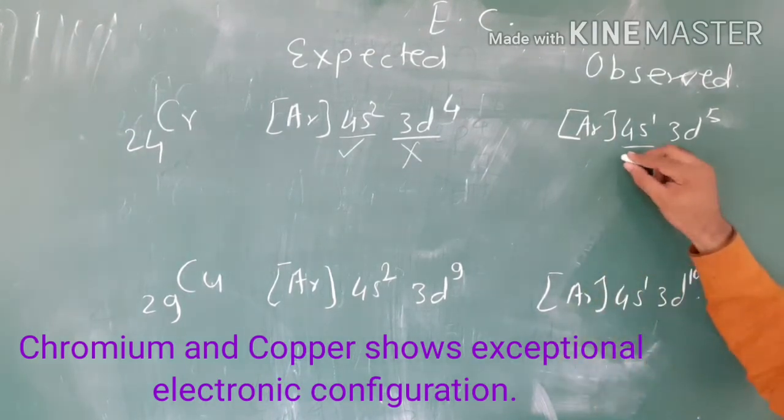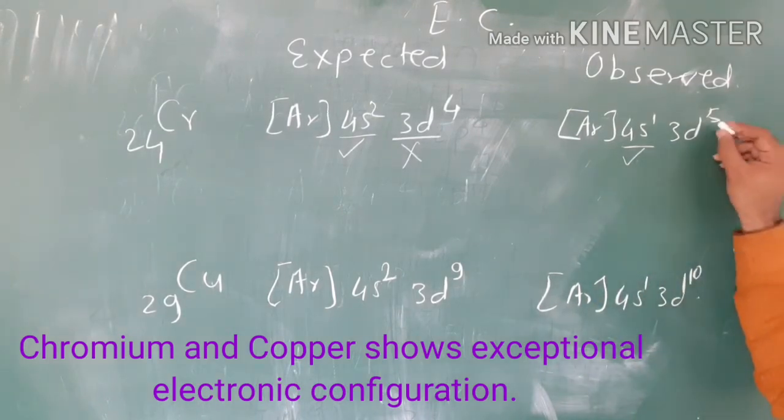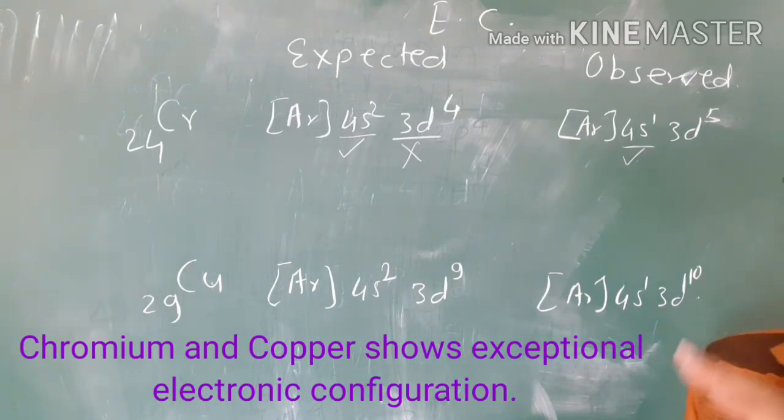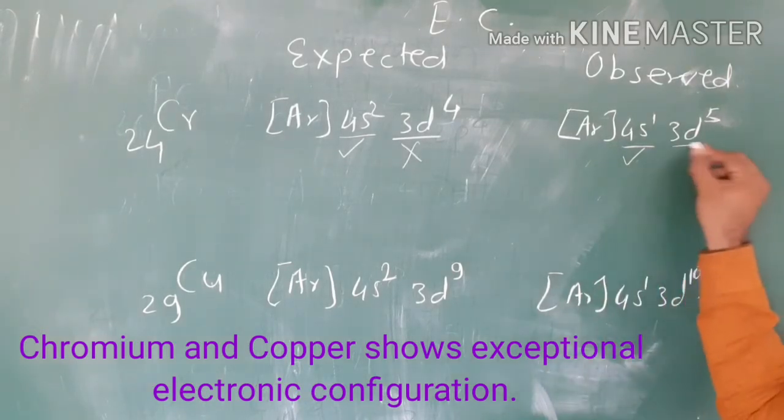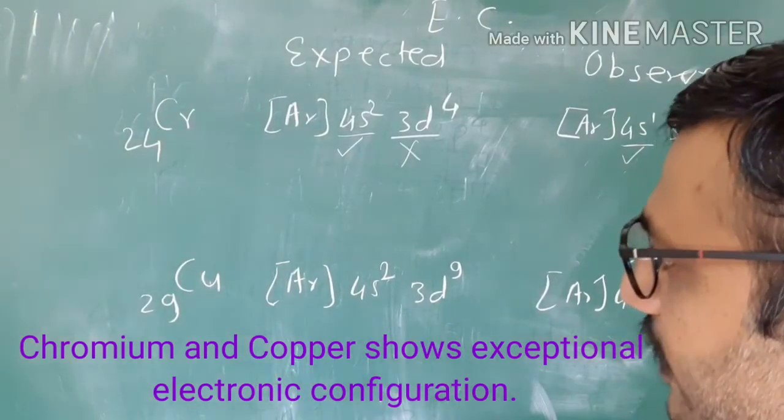Half filled corresponds to lower energy and higher stability. The d subshell can accommodate a maximum of 10 electrons, but in this case 5 electrons are present. 5 out of 10 is the half filled condition, so this corresponds to lower energy and higher stability. Let's check for copper.